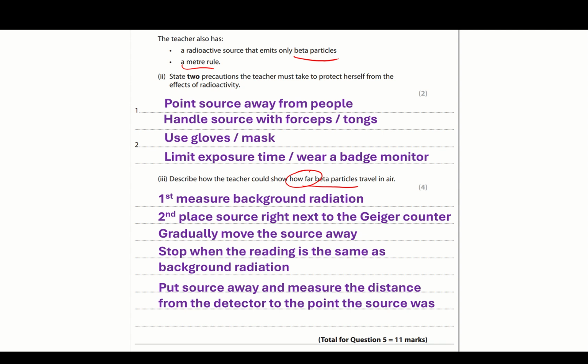Oh, I've missed that out. So sorry, guys. I'm going to be using the ruler. Ruler. That looks like Ruka. From wherever the source was. And I've tried to put a little safety thing in there: don't go measuring it with the source in your hand. That would be rather stupid. And that's that question done.